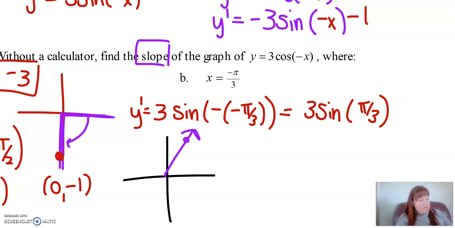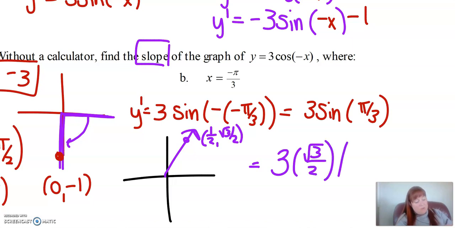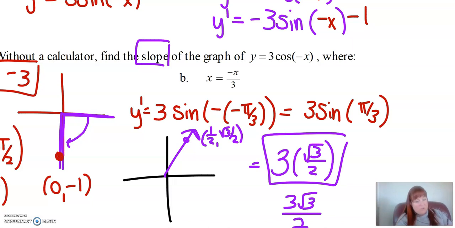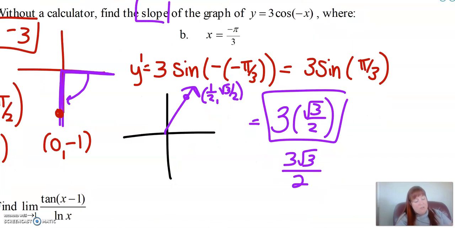And what are our coordinates at this point? That's 1/2, root 3 over 2. And our sine is the y coordinate. So we have 3 times the sine of that angle, which is root 3 over 2. So we could just leave it like that, or we could write it as 3 root 3 over 2 like that if we wanted to. Either way is fine.